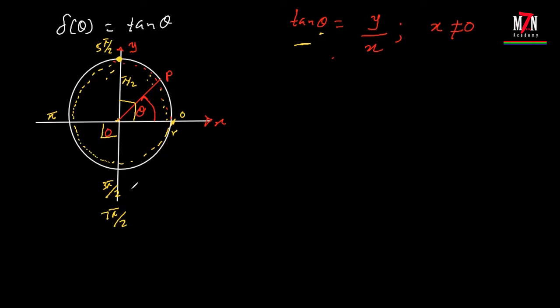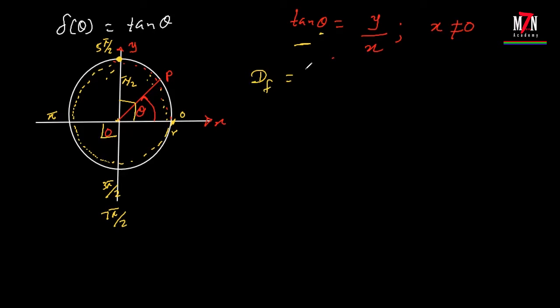That means we have odd multiples of 90, which give us x as 0. But we cannot take those values for theta. So therefore, when we are writing the domain of f, we should remove these values. What values? The values where x becomes 0.